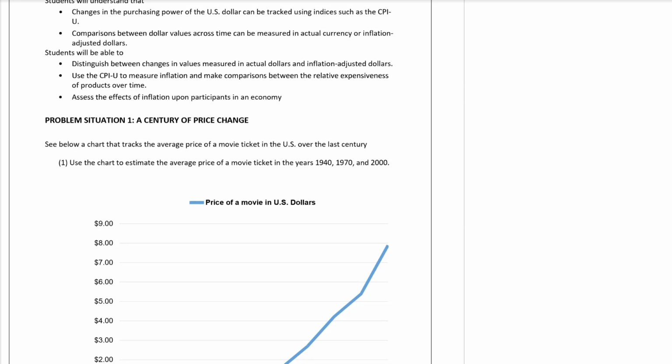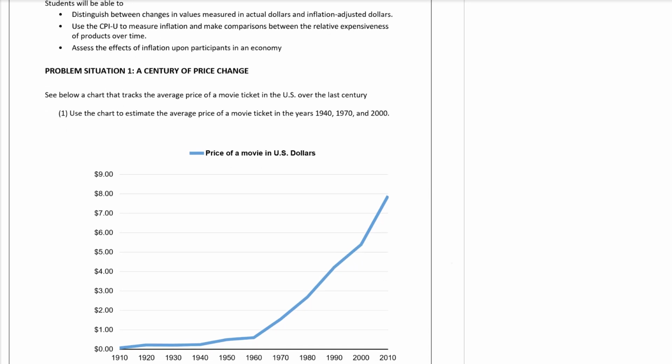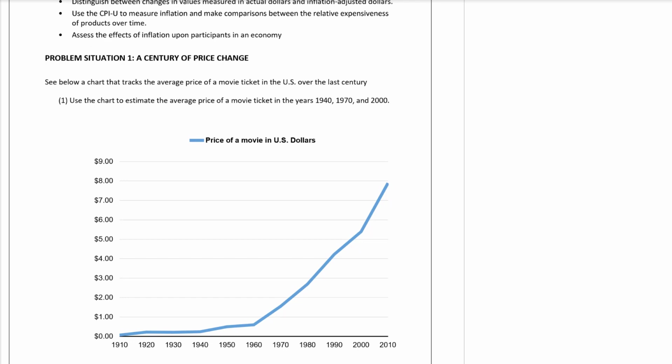Problem situation number 1, a century of price change. That's the title of that problem situation. We see a chart below that tracks the average price of a movie ticket in the United States over the last century. So question number 1 is simply asking you to read this chart to estimate the average price of a movie ticket in the year 1940, 1970, and 2000. So take a moment and write down what those prices are.